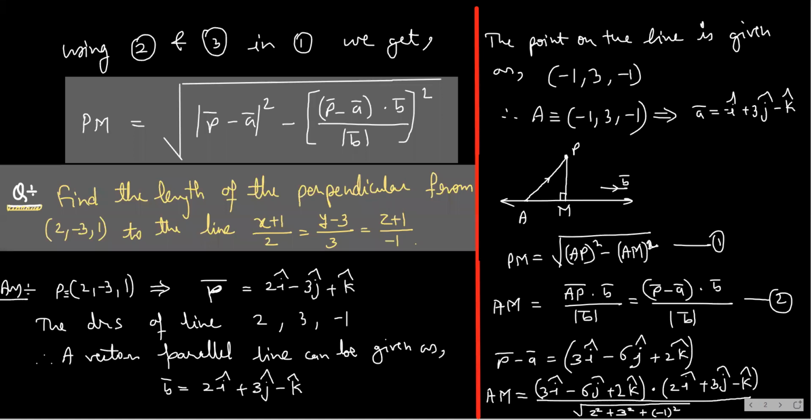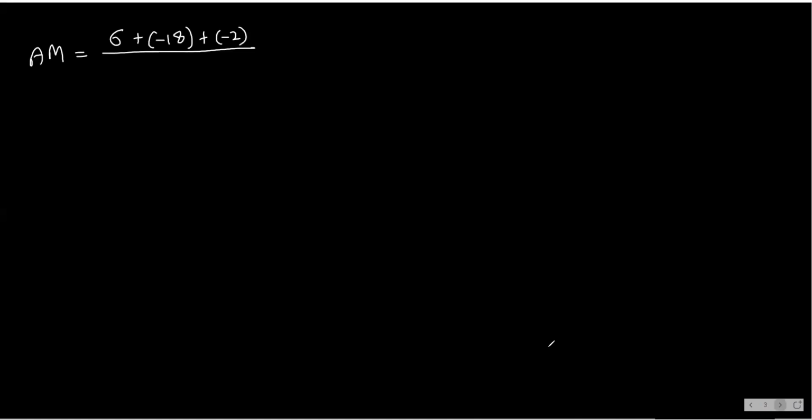Which was the square root of 4 plus 9 plus 1. So what is it equal to? This is minus 20 plus 6. That is minus 14 upon square root of 14. That is equal to AM, you got minus root 14. That is what you get. This is AM which you got.